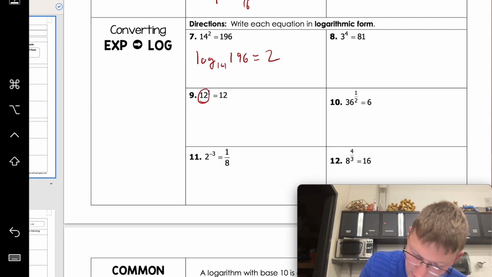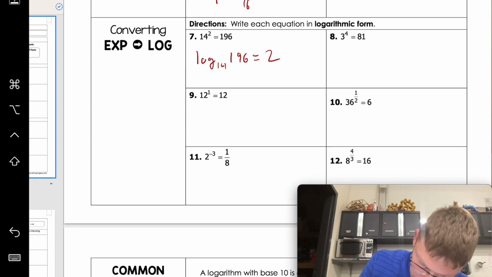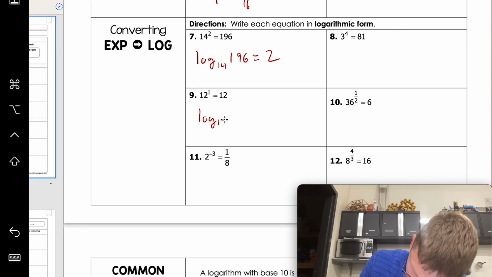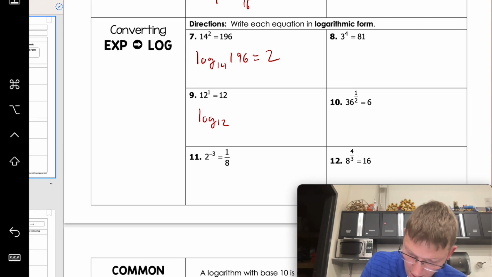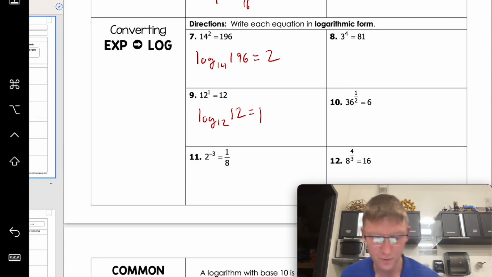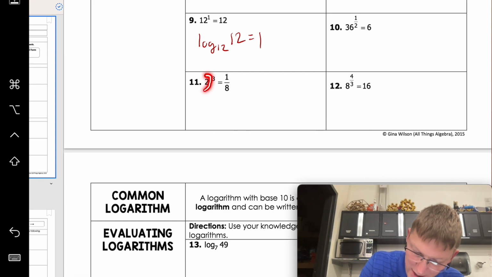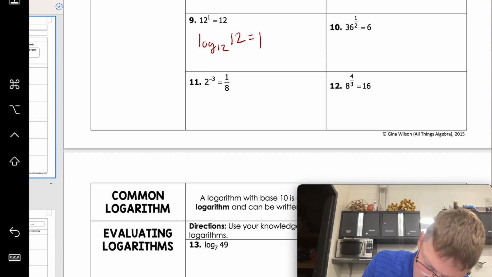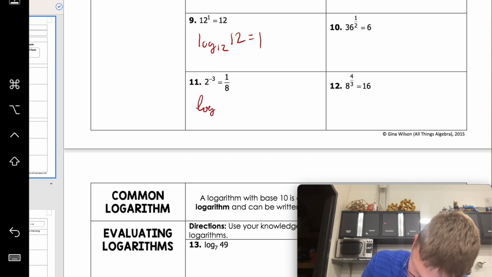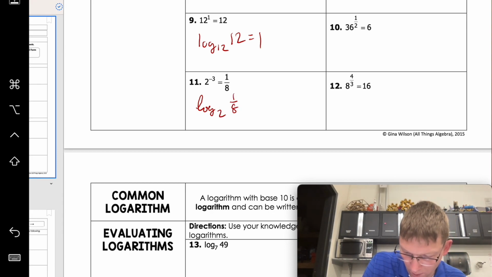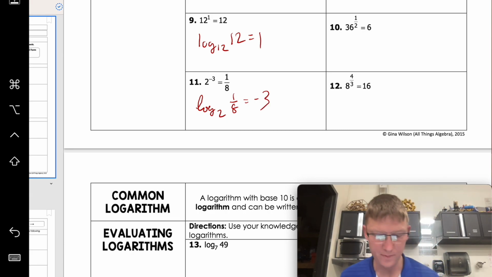So log base 12 of 12 equals 1. Again, that still kind of makes sense. If we look at 12 to the first power, it still equals 12. No problems there. Again, my base here is 2. So I'm going to have log base 2, and then 1 over 8 and the -3 are going to switch. So log base 2 of 1/8 equals -3.